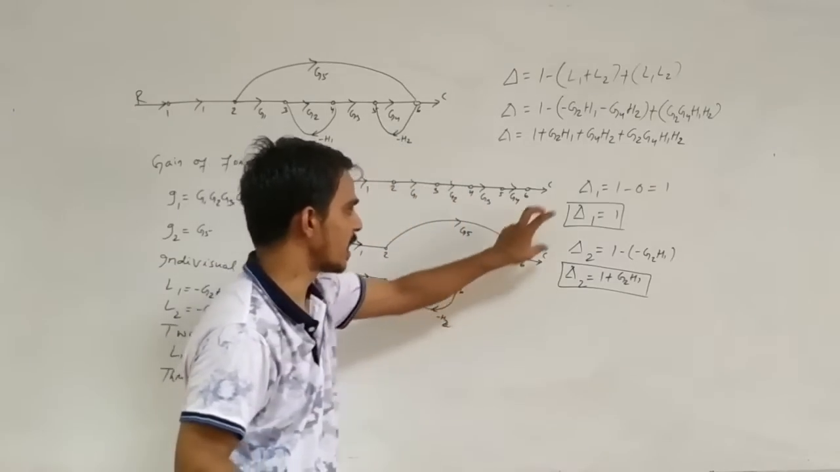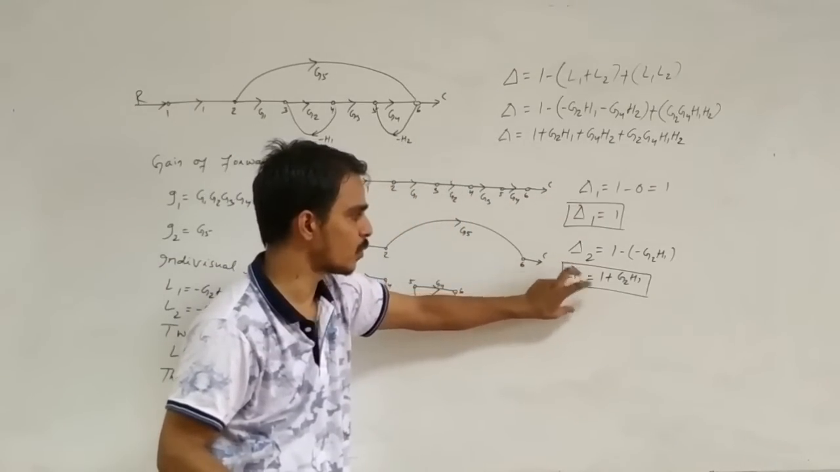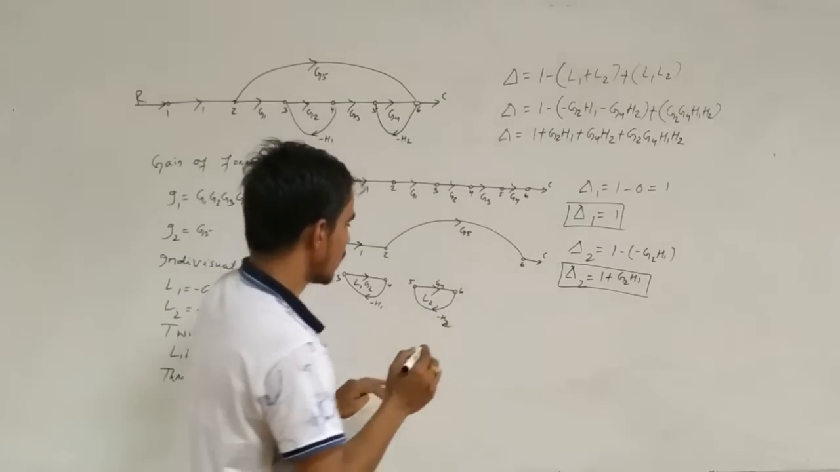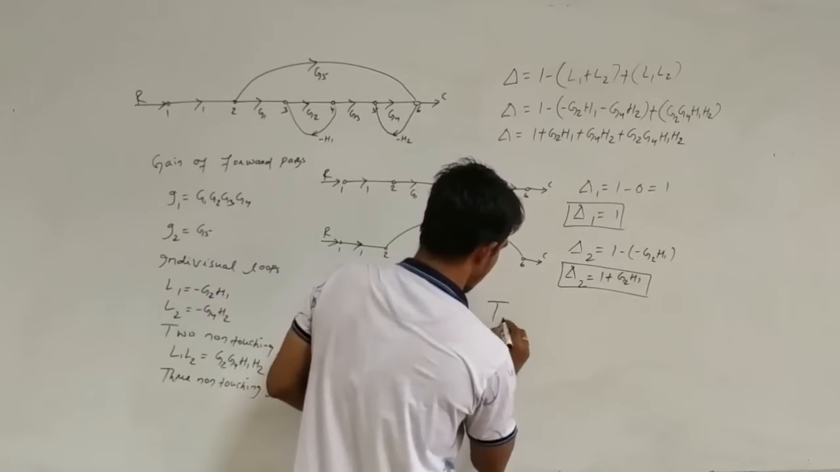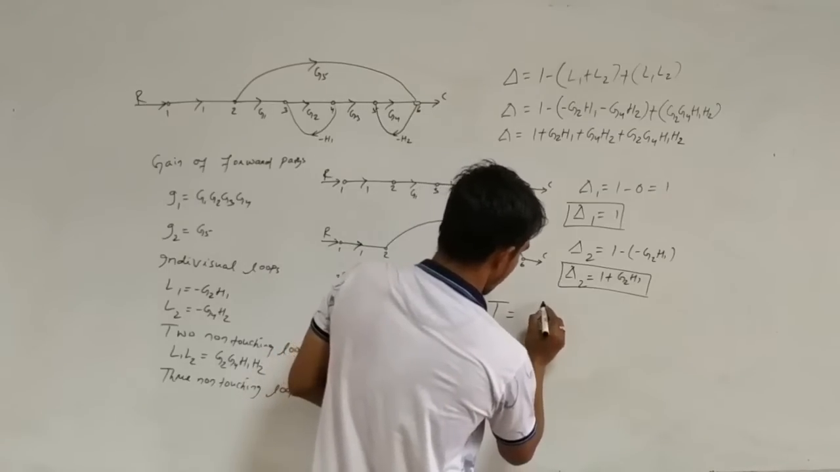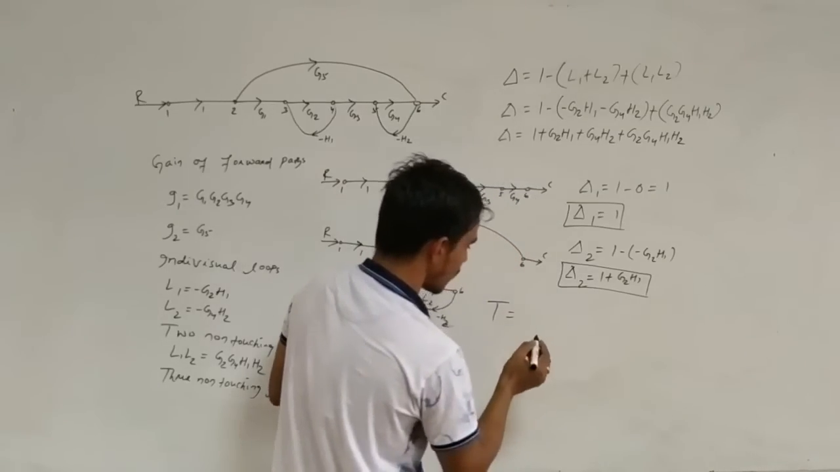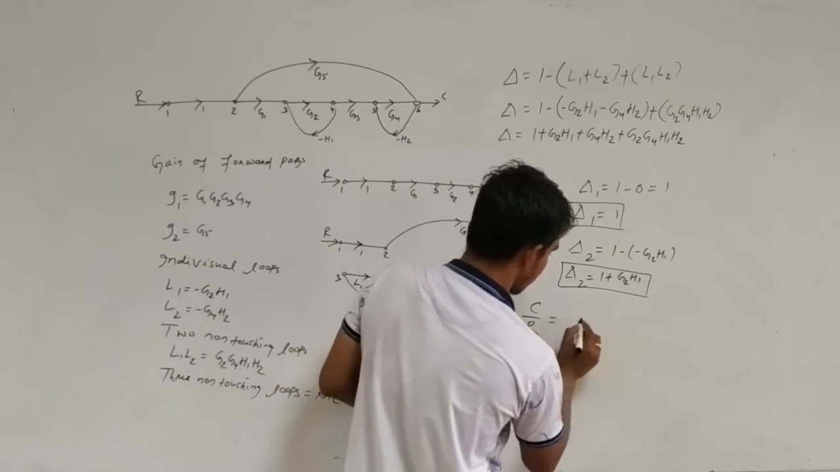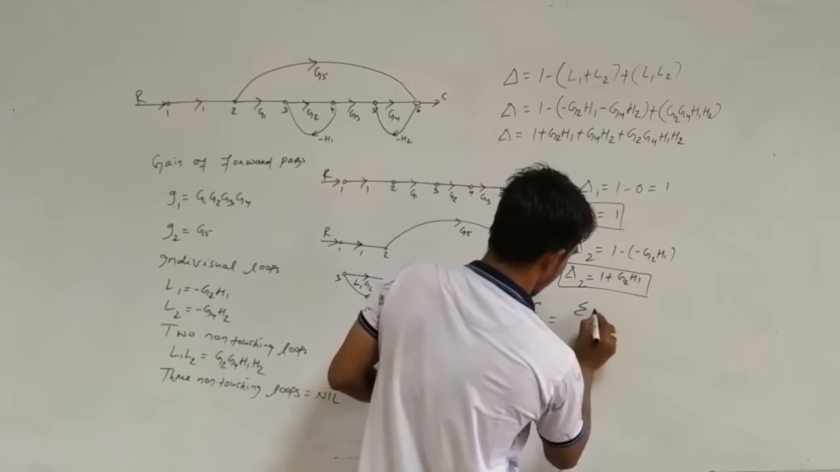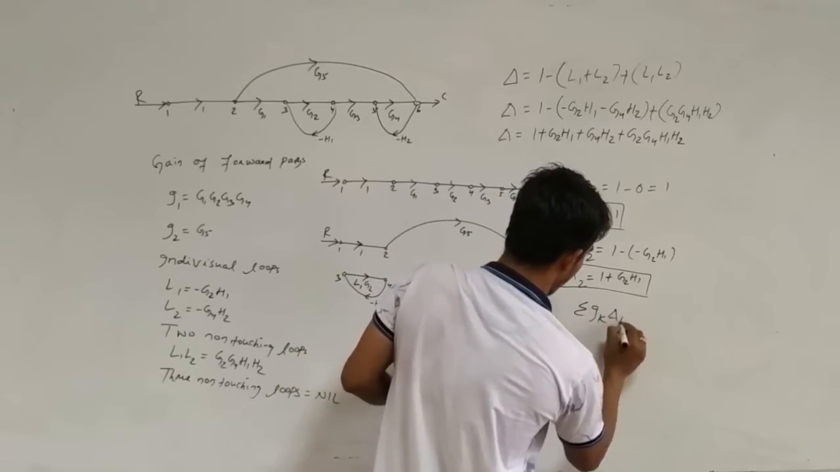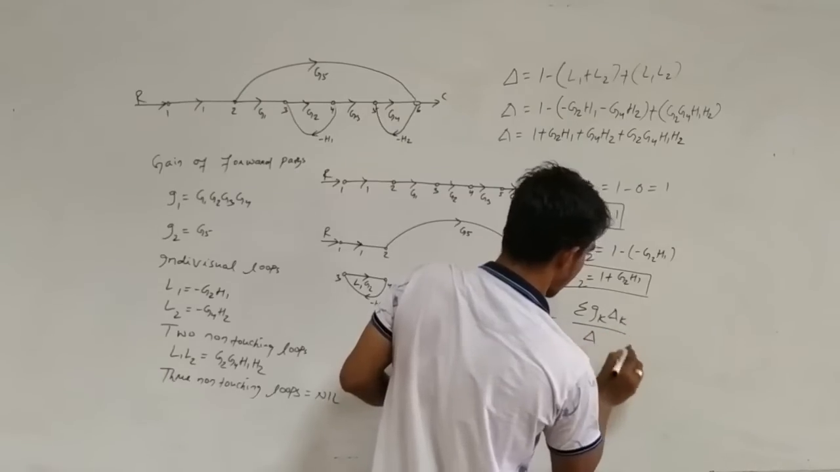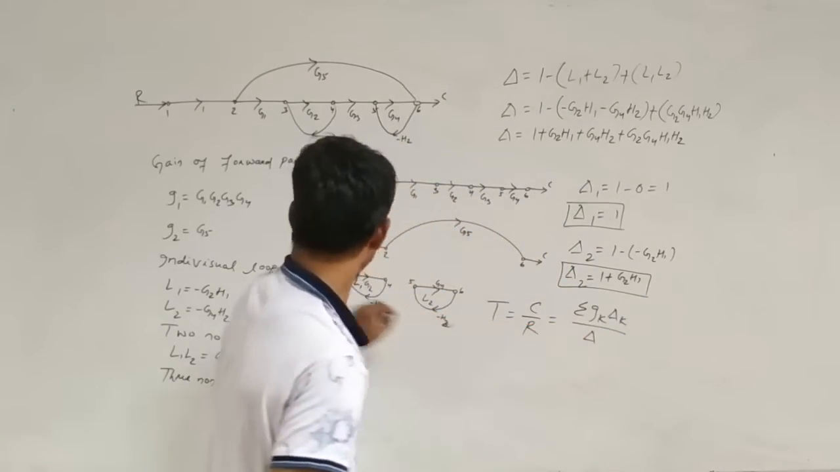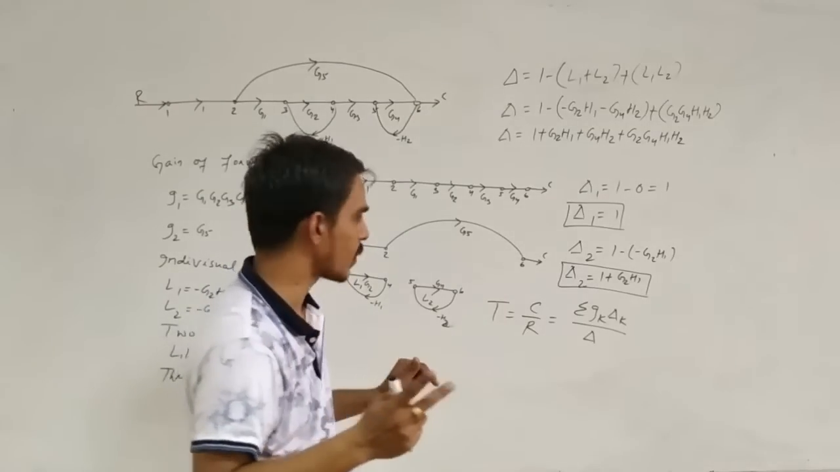Okay. So delta 1 equal to 1, delta 2 equal to 1 plus G2 H1. So now we have to find out the transfer function. Transfer function already we have discussed. T equal to C by R. Remember, T equal to C by R, that is summation of Gk delta k divided by delta. So here k is what? Number of forward paths, two forward paths.